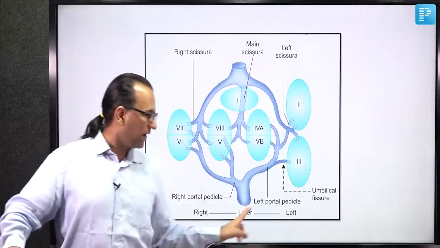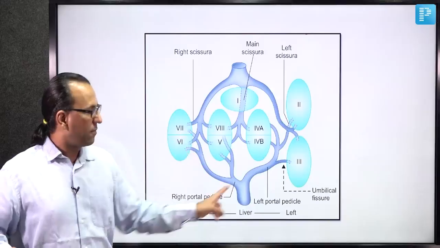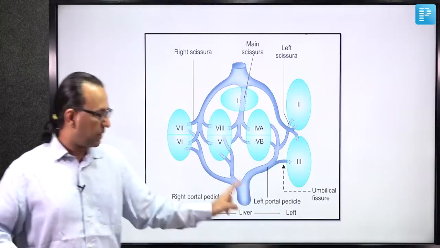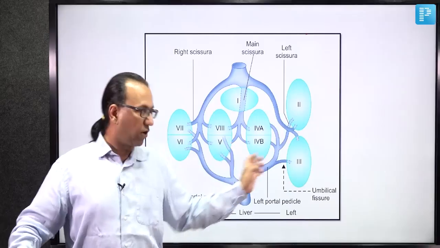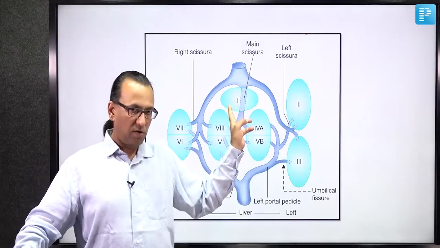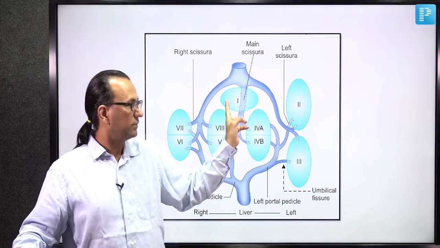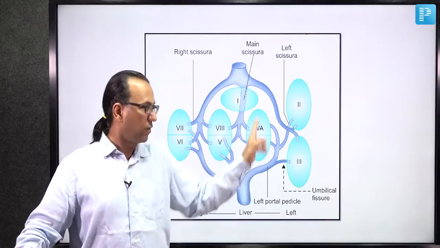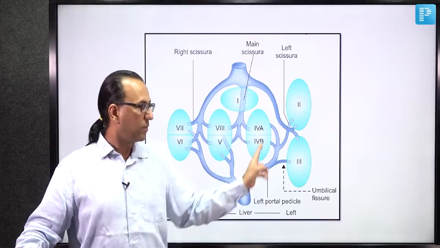It is understood that the portal vein brings the nutrients absorbed from the gut tube into the liver for metabolism. And if you follow its branches, then you can divide the liver into 8 segments according to the Couinaud classification. Segment 1 is the smallest of all, the caudate lobe of the liver, and is hidden behind segment number 4, which is quite large. It is 4A superior, 4B inferior.